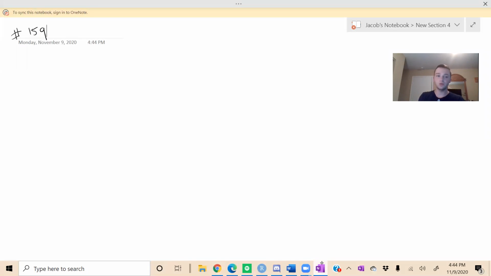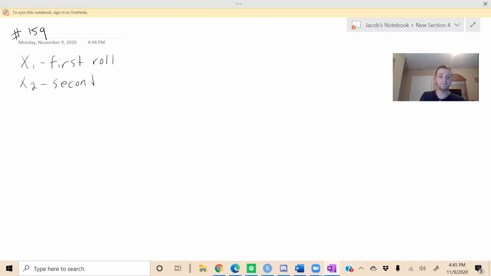So we're told that X is the absolute value of the difference of the two numbers. So let's let X1 be the first roll, and then let's let X2 be the second roll. Okay? So from the problem, we know that X equals the absolute value of the difference. So this equals |X1 - X2|. That's just the notation for the absolute value of the difference.